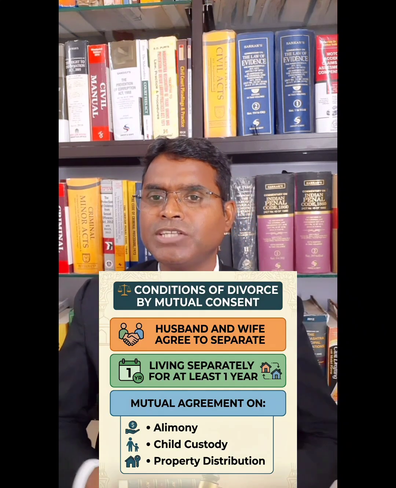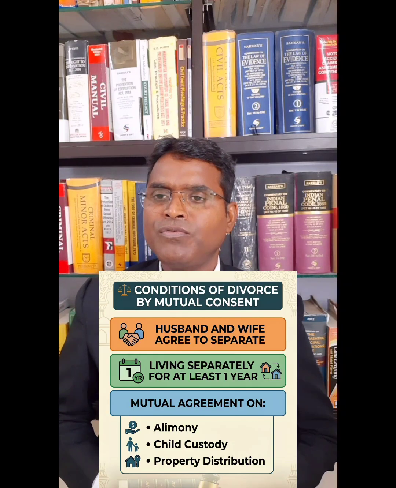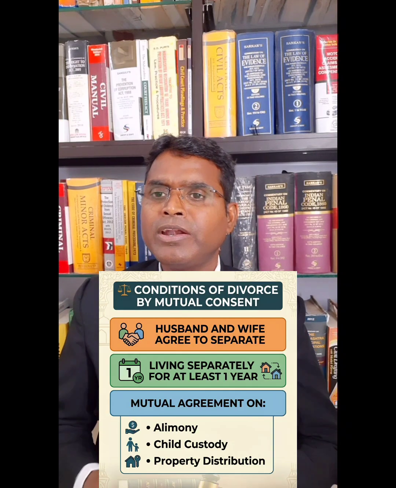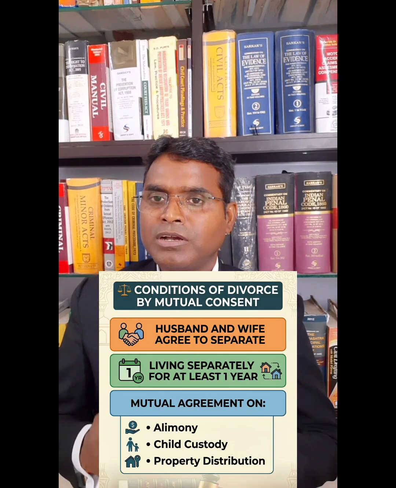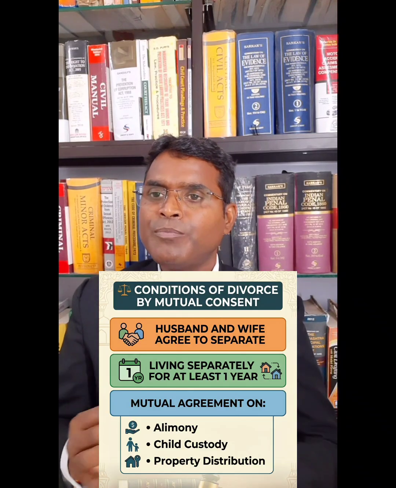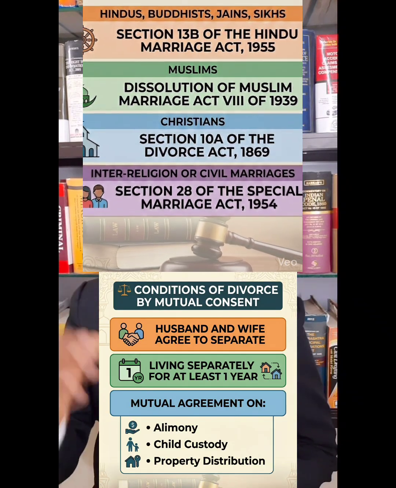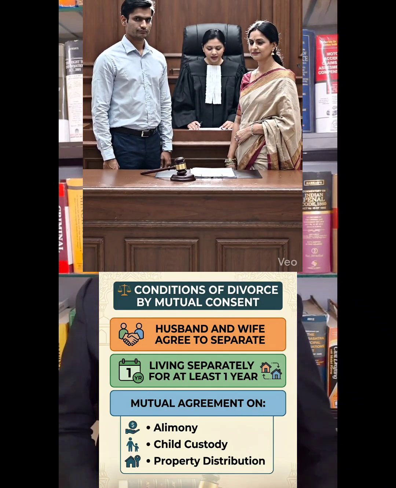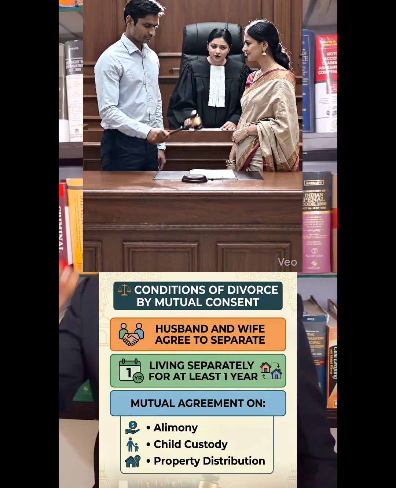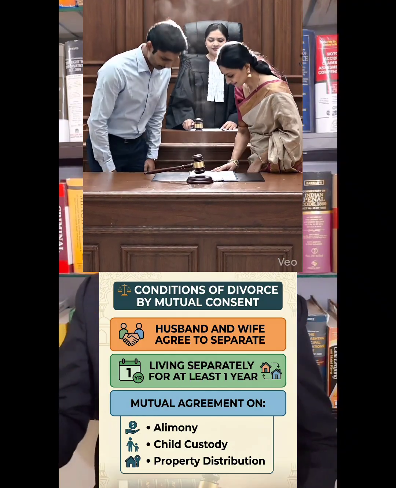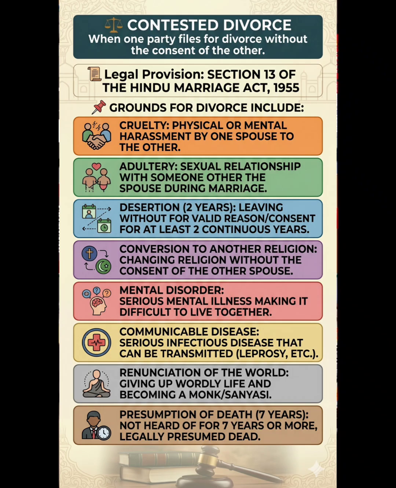Then what are the conditions? Husband and wife agree to separate through mutual divorce. The conditions are living separately for at least 1 year, mutual agreement on alimony, child custody, property distribution. Then contested divorce: when one party files for divorce without the consent of the other party.